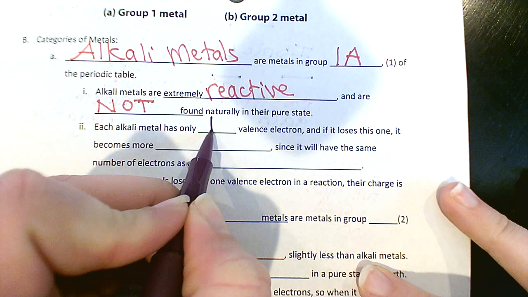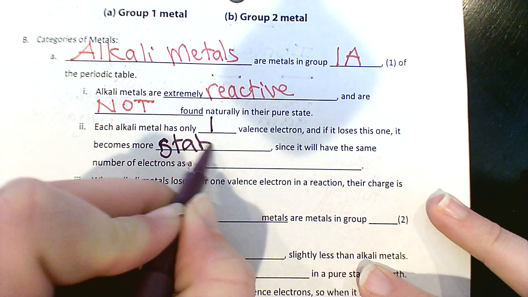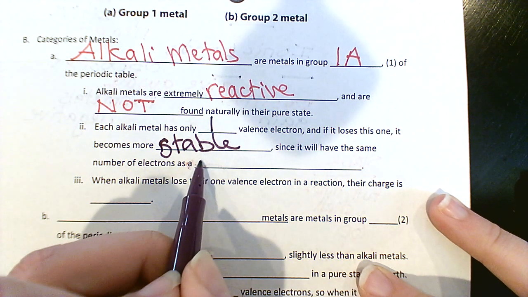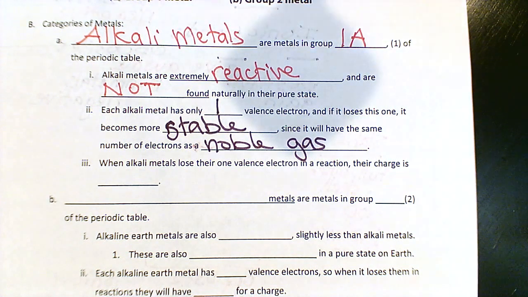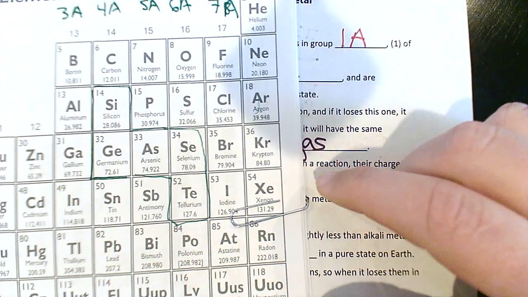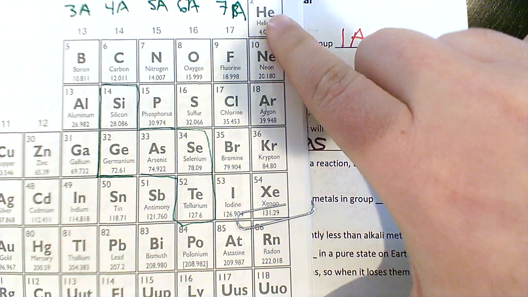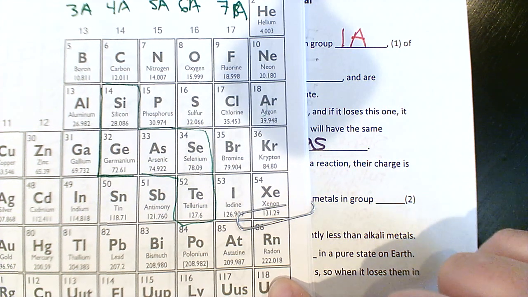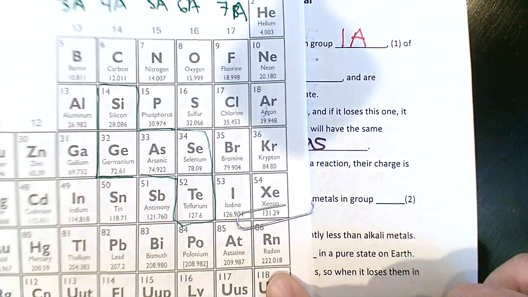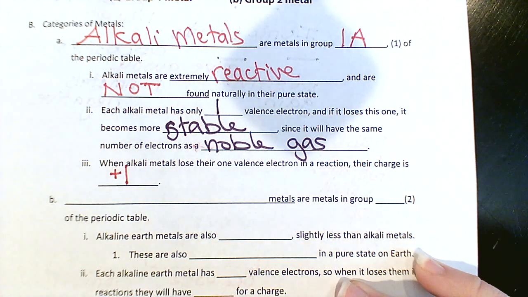Each alkali metal has only 1 valence electron. If it loses this one, it becomes more stable, since it will have the same number of electrons as a noble gas. We're going to talk about these noble gases till we're blue in the face, but just a preview here: these are the noble gases, the very far right group, and they're extremely stable. Every single one of them has a stable number of electrons. They don't react. Everybody wants to be like a noble gas. So when an alkali metal loses its 1 valence electron, its charge is going to be positive 1.